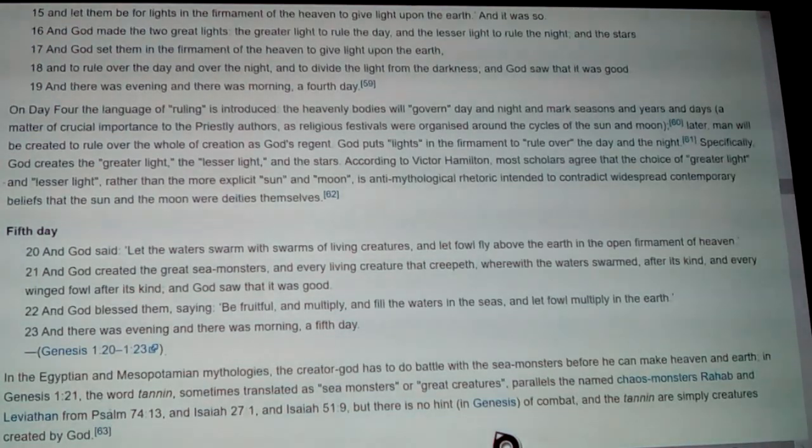Later, man will be created to rule over the whole of creation as God's regent, but God puts light in the firmament to rule over the day and night. Specifically, God creates the greater light and lesser light and the stars. According to Victor Hamilton, most scholars agree that the choice of greater light and lesser light rather than the more explicit sun and moon is an anti-mythological rhetoric intending to contradict widespread contemporary beliefs that the sun and moon were deities themselves, written at that time.